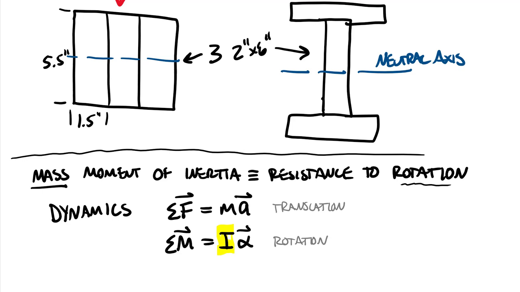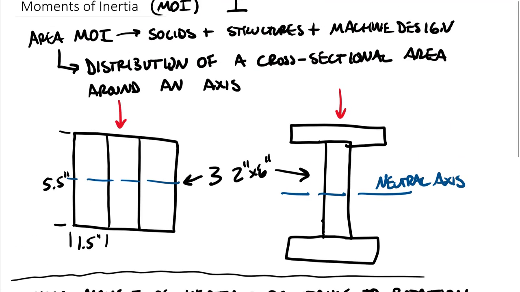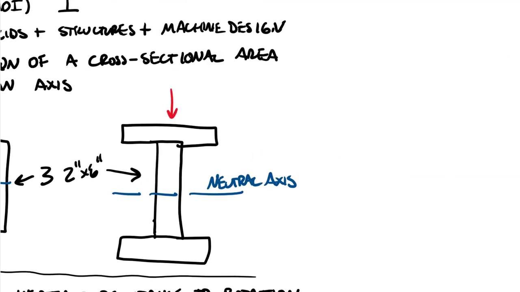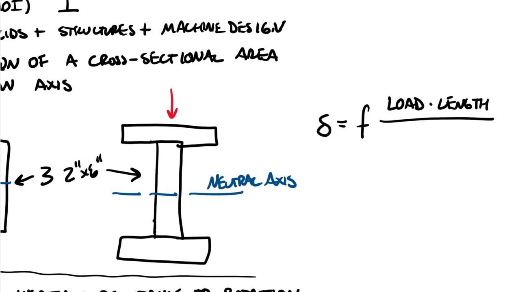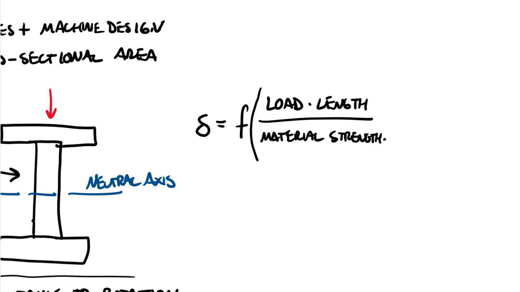Now, since I put a couple equations for dynamics, I probably should go ahead and write at least one equation for the area moment of inertia just so you can see its application. And that equation we could write in a very general form without any coefficients, that the deflection delta of a beam is a function of, in the numerator, the load times the length, and the denominator is going to be a function of the material strength times the shape of the beam. I'll just put shape of XC for shape of cross section.